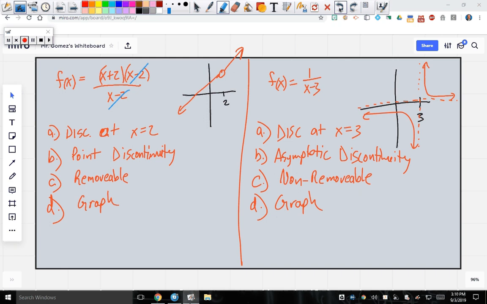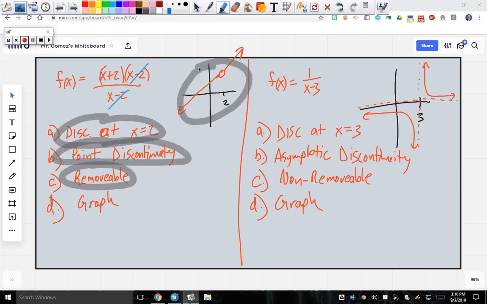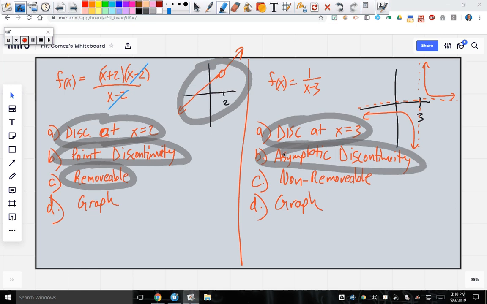Over here, this is just 1 over x shifted 3 to the right, and you see the discontinuity occurs at 3. It is asymptotic, it is non-removable, and there's the graph. So 1, 2, 3, 4, 5, 6, 7, 8. And if you got it perfect, I'll give you 160 points.